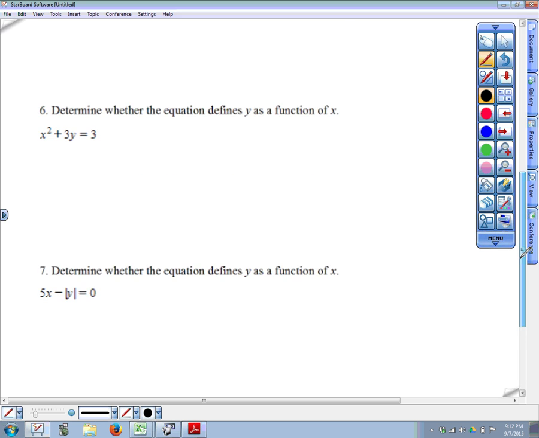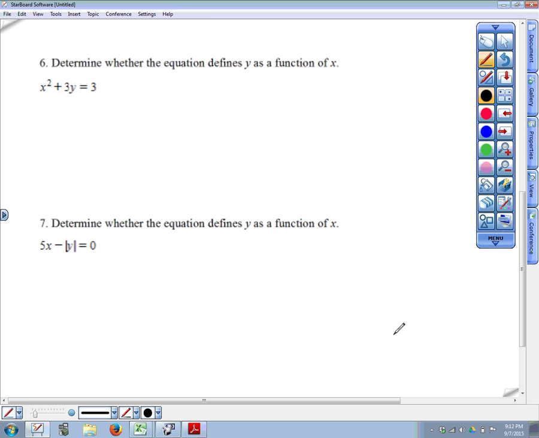Again, questions 6 and 7 both come from section 2.2. These were towards the end of your homework. Determine whether the equation defines y as a function of x.